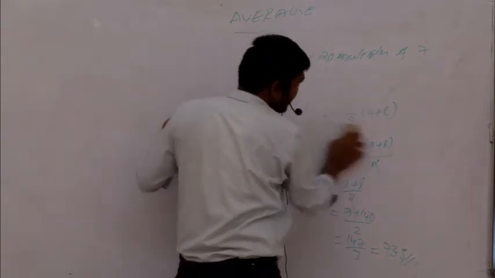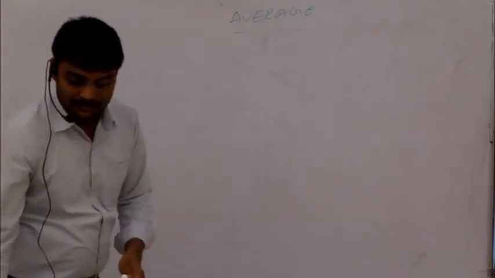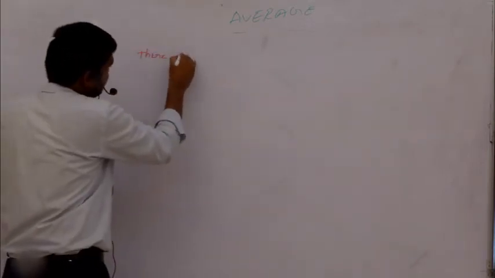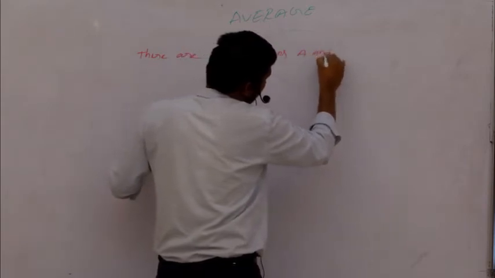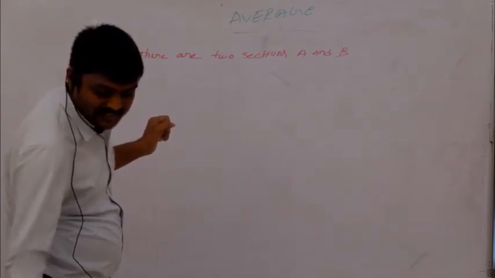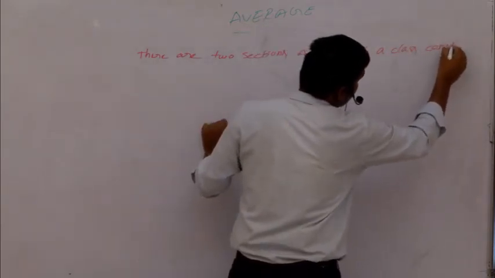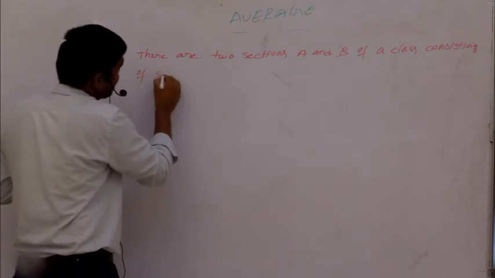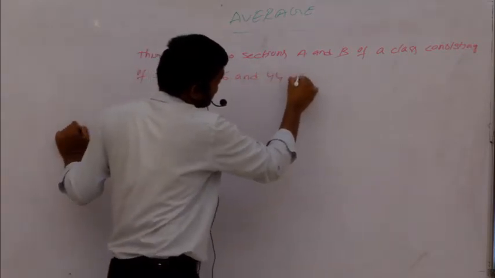There are two sections A and B of a class consisting of students 36 and 44 respectively.